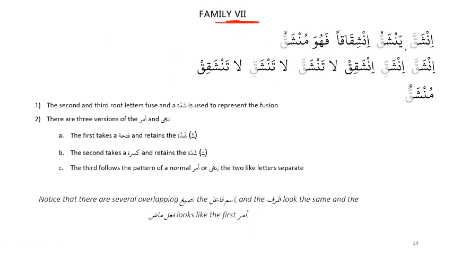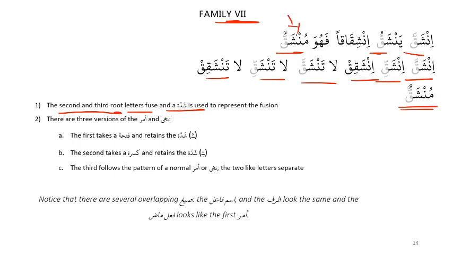seven. Do you remember what family this is? What's our example? Infatara, yanfatiru, infitaran. So again, the same rule. So inshakka, yanshakku, inshikakan, fahuwa munshakkun. So this is the same rule. The second and third root letters fuse. As far as the command is concerned, we have three forms. Negative command, three forms. And here also the zarf, munshakkun, and the ismul fa'il are the same.